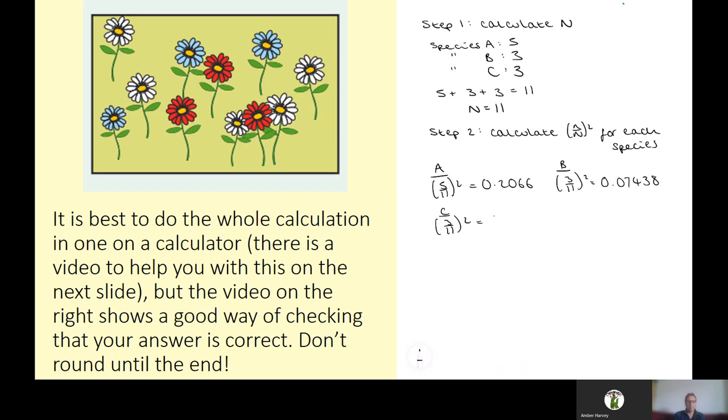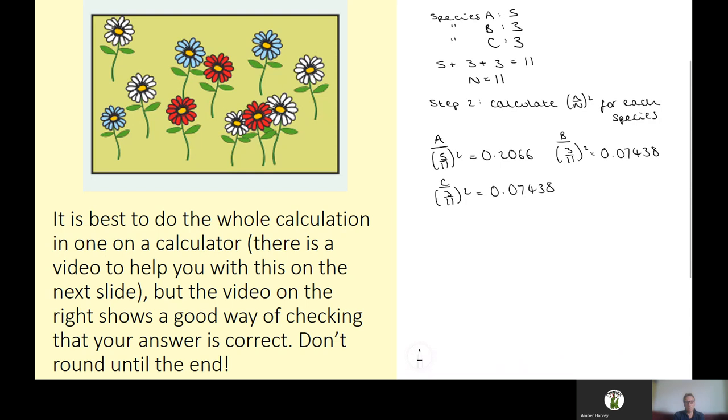So those are our three numbers. If you remember from the equation, what we need to do is sum all of those. So step three is to add all of those together and plug them into our equation of 1 minus that number.